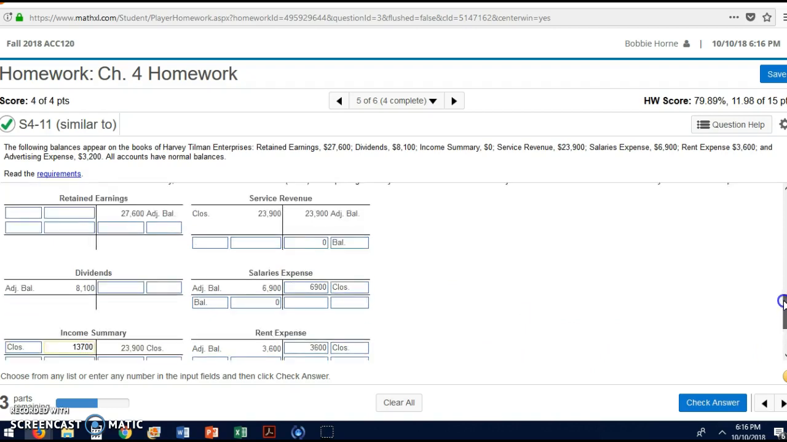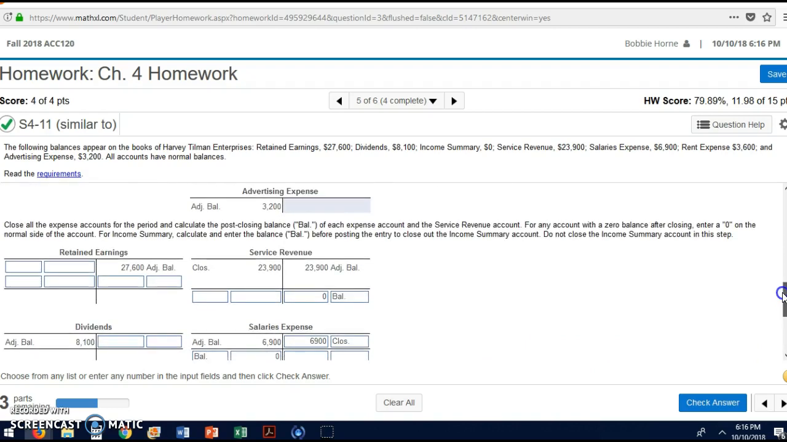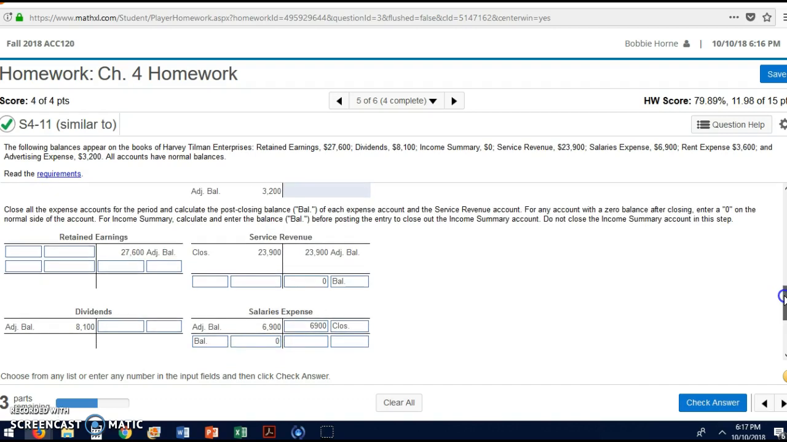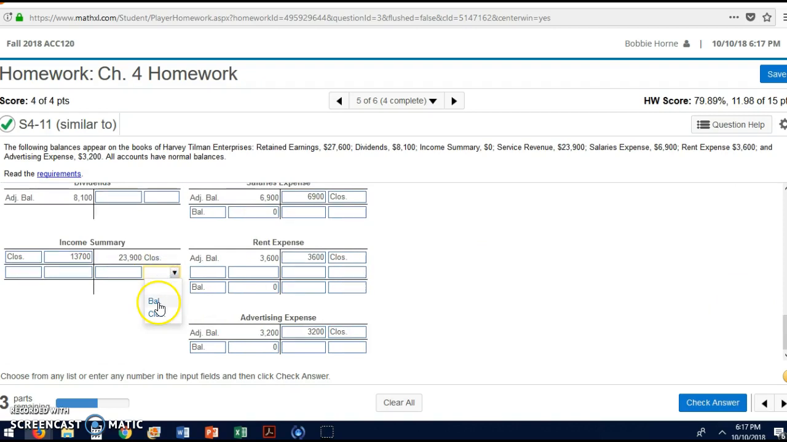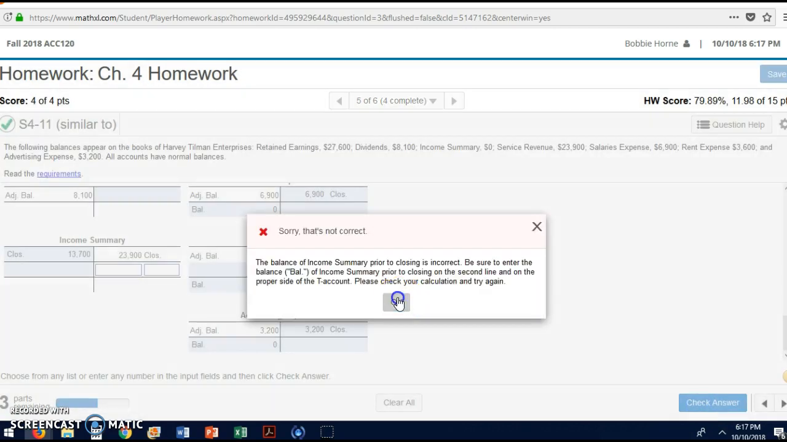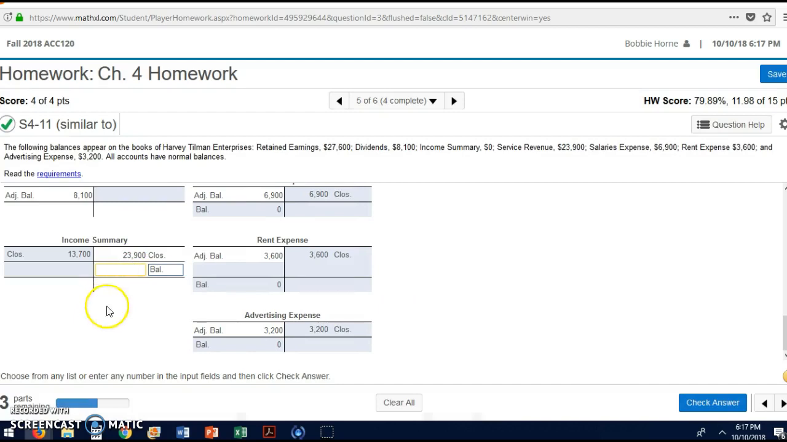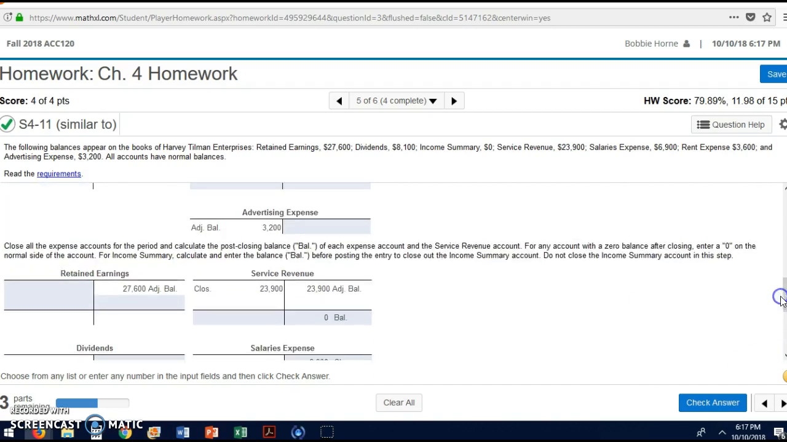It did not say, let's see, for the income summary, calculate and enter the balance before posting the entry to close out the income summary account. So we do need to get the balance here. Actually, no, we don't need to get the balance, because if we did, it would have a bottom. Okay, so it does want us to get a balance. So we will do 23,900. I thought the directions did say get the balance. So you want to go ahead and get the balance of the income summary before you close it out. I should have scrolled back up and seen that. Before posting the entry to close it out, we want to calculate and enter the balance.